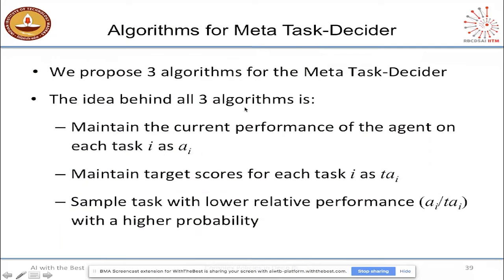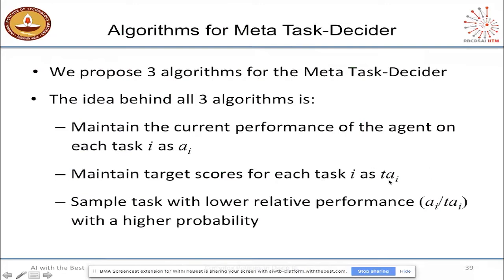The idea behind all the 3 algorithms is you maintain some kind of a current performance for the agent, right? And they also maintain what you would like the agent's performance to be. So it could be something that you derive from published scores or the human level play, or it could be as simple as a simple doubling target, right?